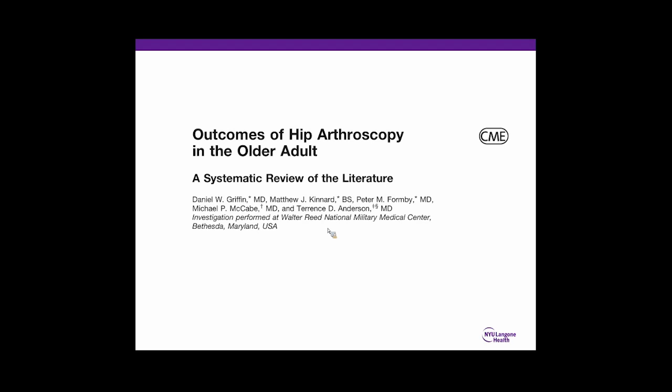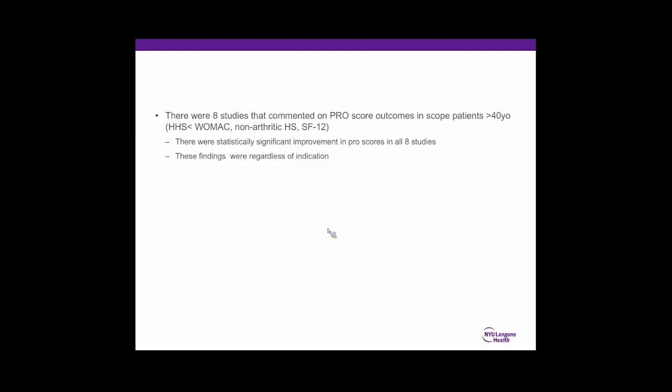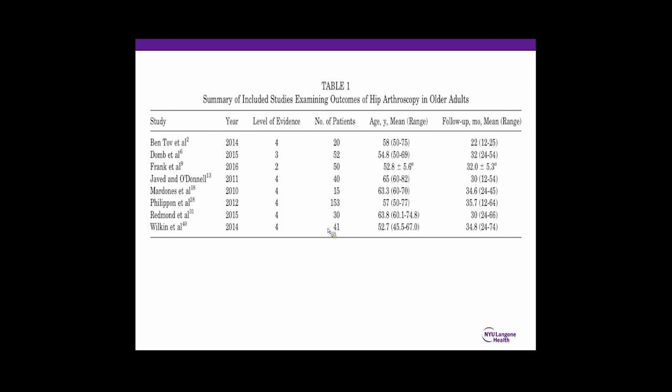This is another paper. It's basically the same review. It got published in 2 different journals, but a year apart. But they looked at 8 studies that commented on PRO scores, outcomes in scope patients greater than 40 years old, and there were statistically significant improvements in PRO scores in all 8 studies. And these findings were regardless of the actual indication in this patient.